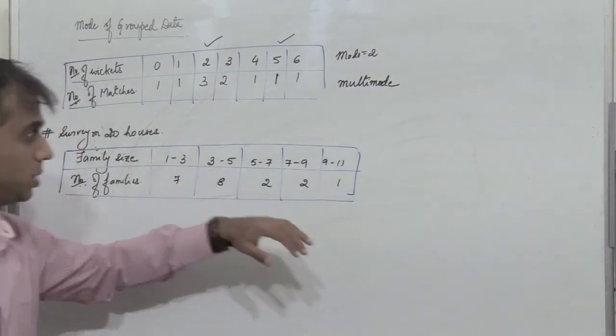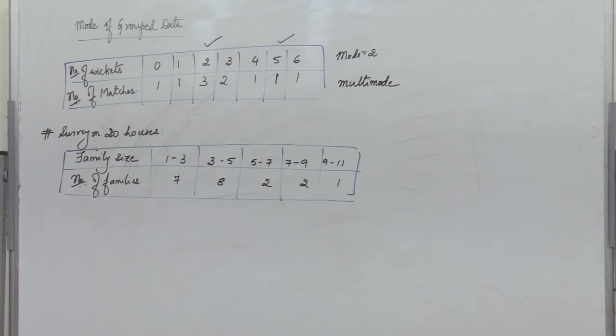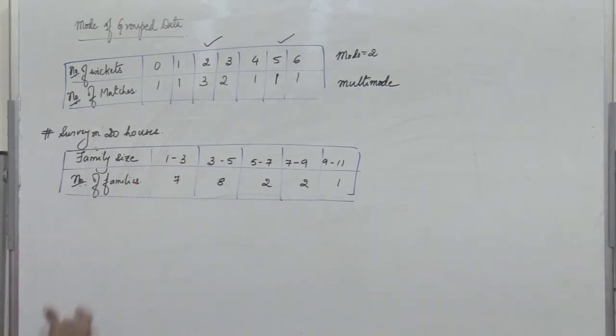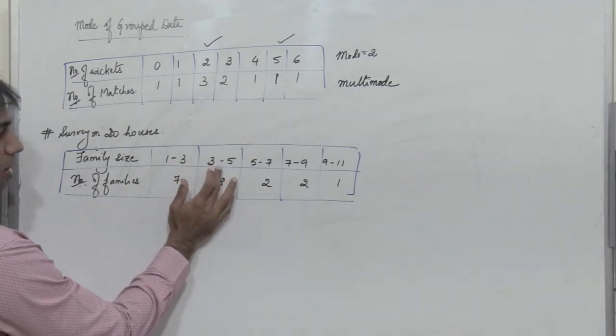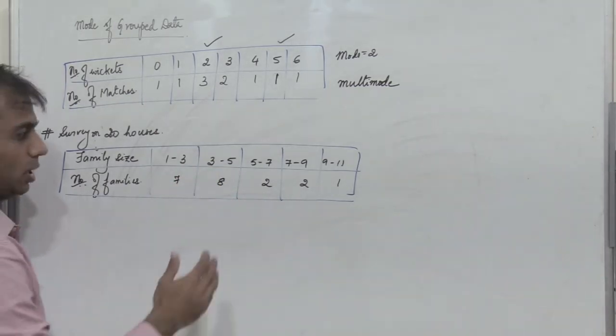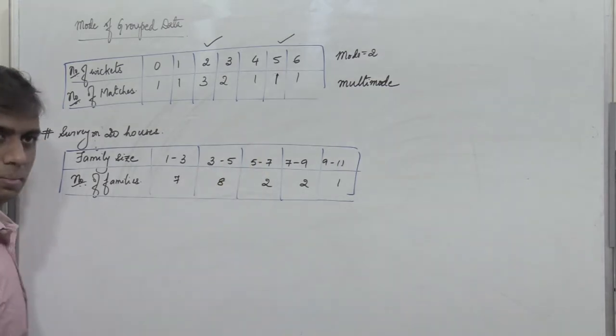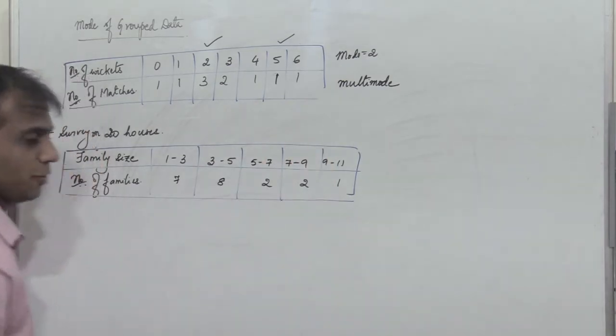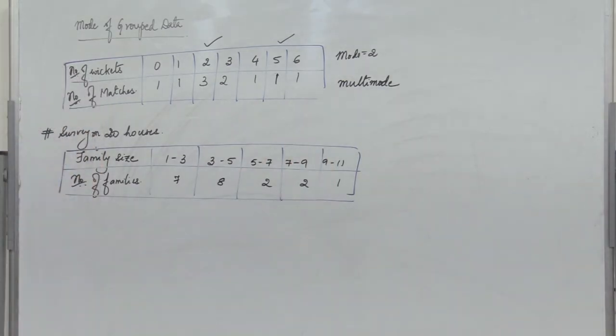So here in this example, a survey was conducted on 20 houses, and what was the result? The result was there were 7 families with a family size of 1 to 3. There were 8 families with family members 3 to 5. There were 2 families where each family had 5 to 7 members living, and there were 2 families with 7 to 9, and 1 family of family size 9 to 11. Right? So this is a group frequency distribution.